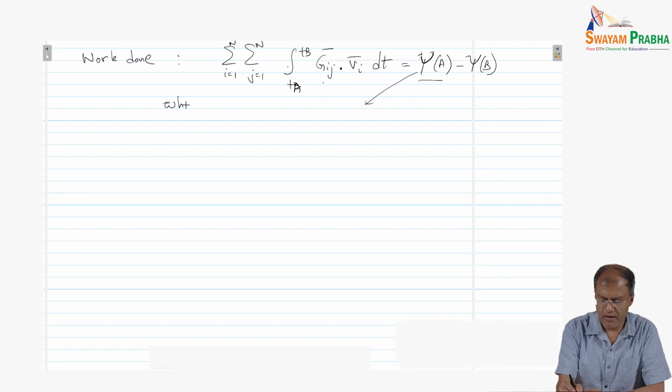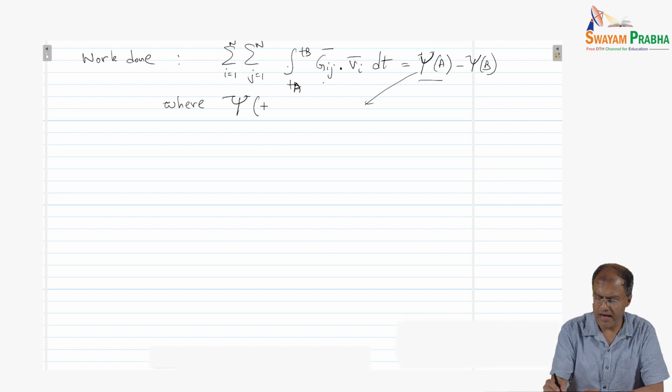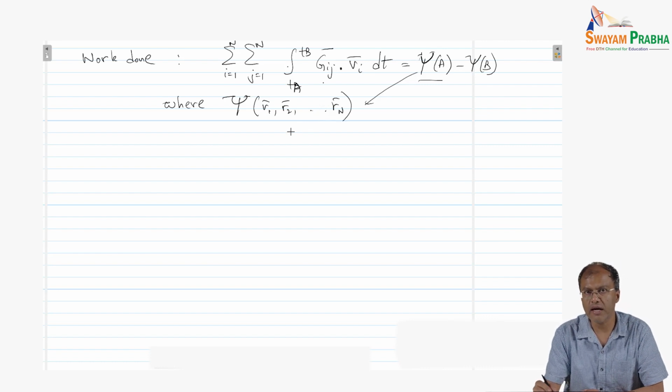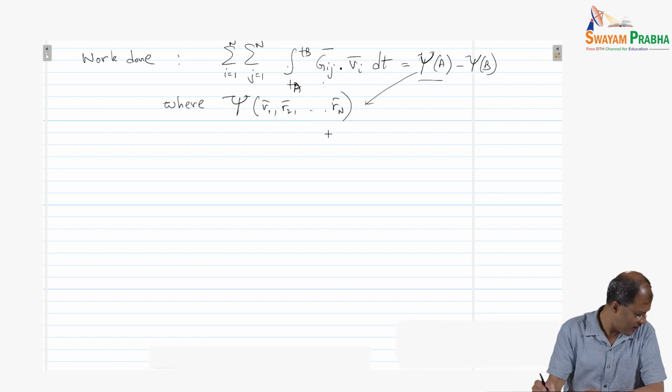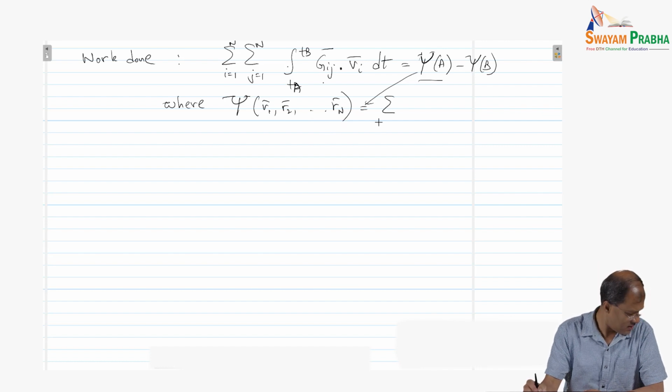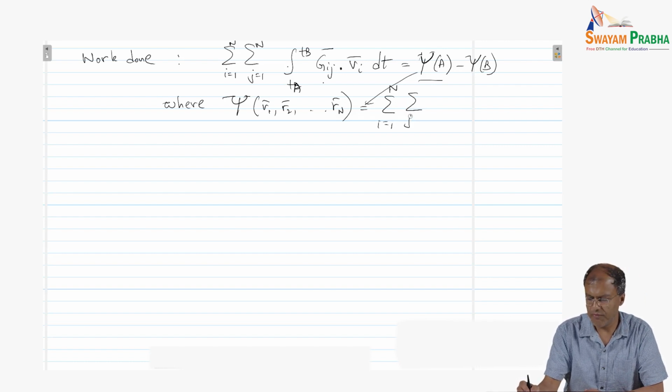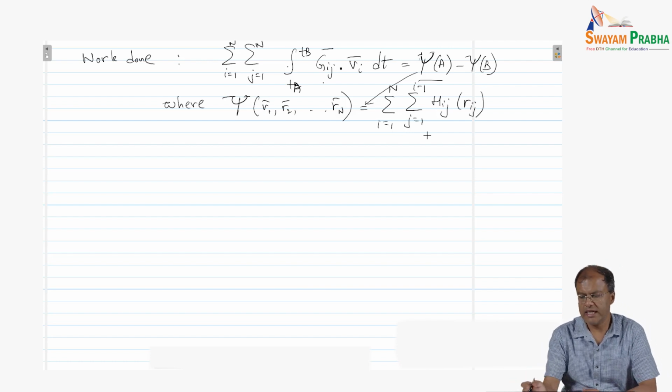Capital psi at any given position, let's say R1, R2, Rn. Remember, we are talking about a configuration of n different particles. So this is going to be the summation over i from 1 to n, and now notice the change in the second summation this time, j from 1 to i minus 1, of Hij times Rij, right? So Hij, Rij.